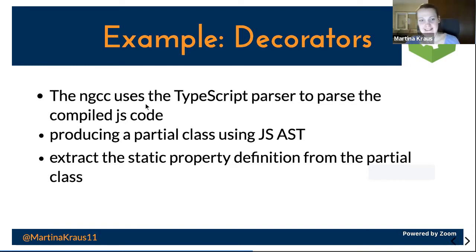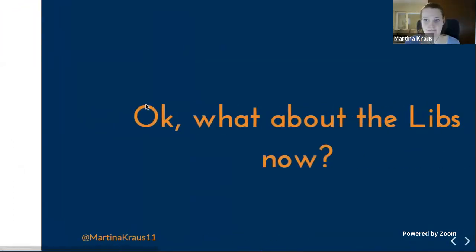But out of these partial classes, it then tries to extract the static property definitions. So it creates these ɵcmp and ɵdir static properties for the classes to be Ivy compatible. And these are just some of the steps ngcc is doing for you.